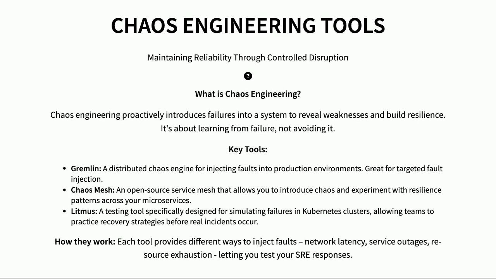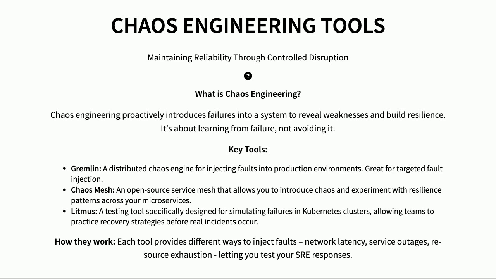Let's talk about how we actually test our systems for resilience. That's where chaos engineering comes in. We intentionally introduce failures, think network hiccups or service outages, to see how our infrastructure and processes react. There are a few powerful tools that make this possible.